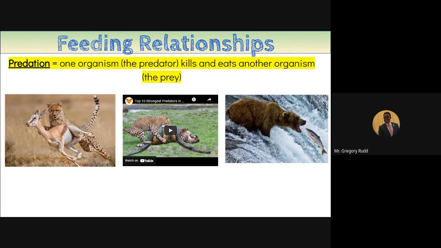Predation does not always need to be a large organism like a big cat or a bear. Predation can also exemplify an herbivore, a small animal that is eating plants. It just literally is defined as one organism that has to kill and eat another organism. That other organism might be a plant. It might be an insect. It might be a fungus.